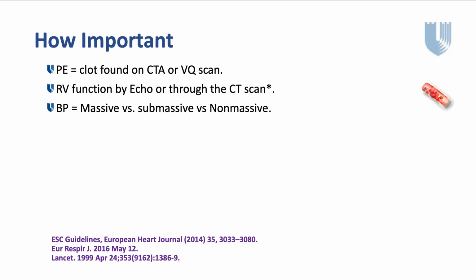Pulmonary embolism is defined as a clot that is found on CT angiogram of the chest with PE protocol or ventilation perfusion scan. Usually we assess right ventricular function by echocardiography to determine the significance of pulmonary embolism. This can happen by echo or through a CT scan of the chest. Blood pressure is what defines PE to be massive, submassive, or non-massive PE.